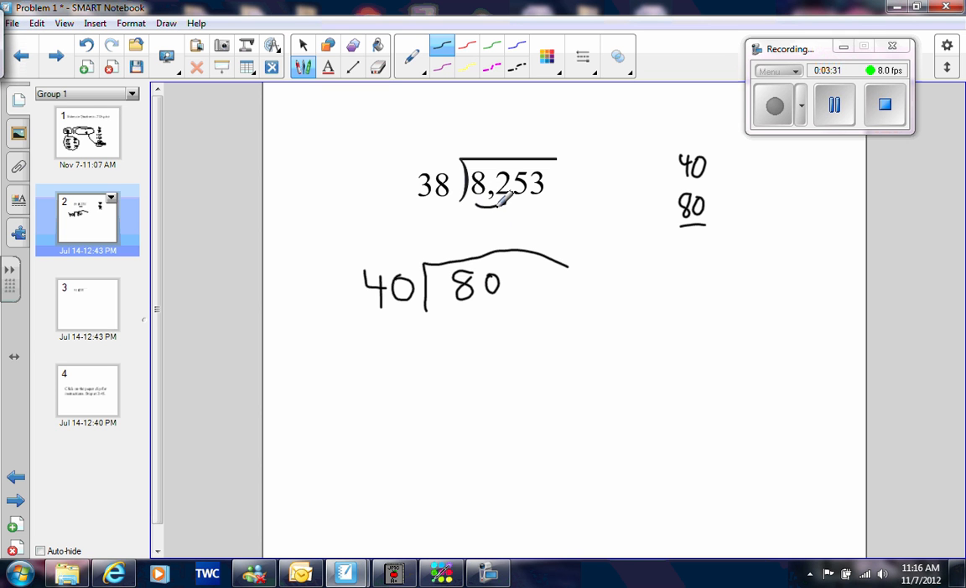Now, I'm not trying to get close just to 82. I'm trying to get close to 8,253. And so I would add a 0. Now I'm close to 825. And now I add another 0. And now I'm actually close to 8,253. So this is how I set it up now for my compatible numbers to get my estimate. So 40 goes into 8 0 times. 40 goes into 80 2 times. And then everything else is going to be 0. So a good estimate, when I do this exact problem up above, I should get an answer that is quite close to 200.